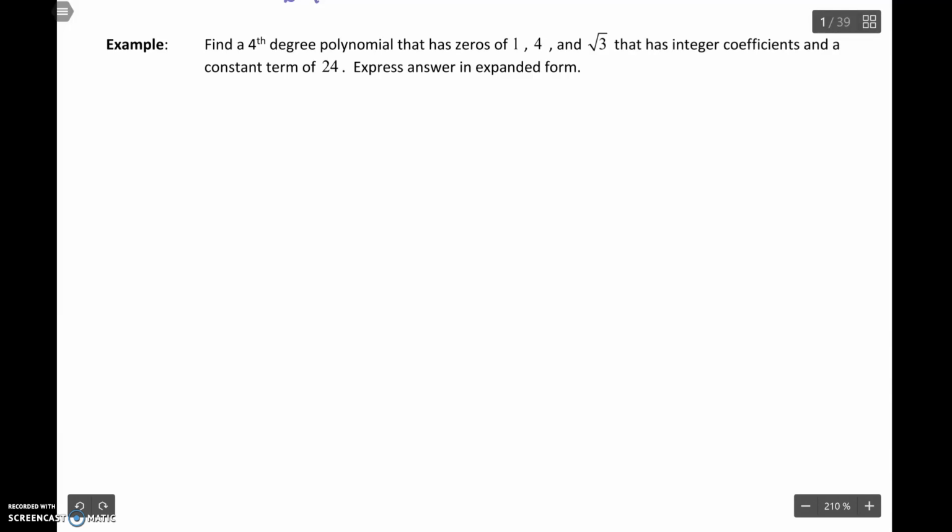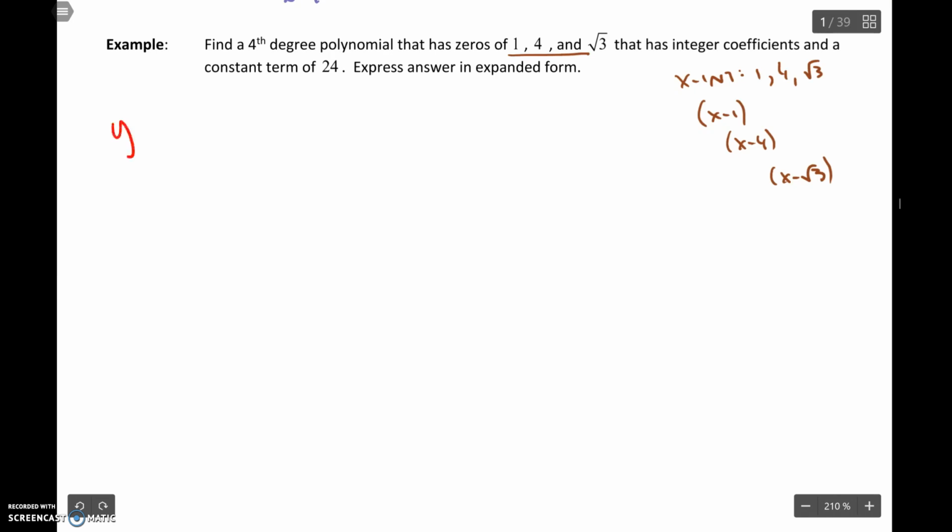So first of all, if these are the zeros, then those are also the x-intercepts, right? Zeros are synonymous with x-intercepts as long as they're real. If these are x-intercepts, then x minus 1 has got to be a factor. Same with x minus 4, same with x minus square root of 3.